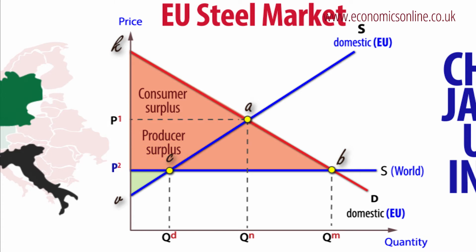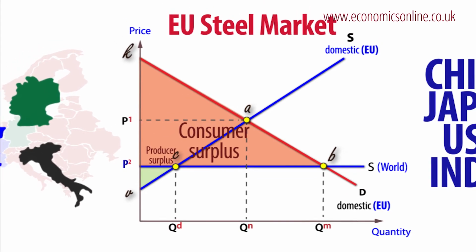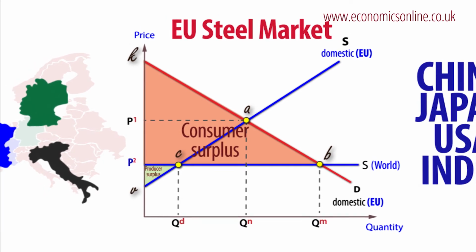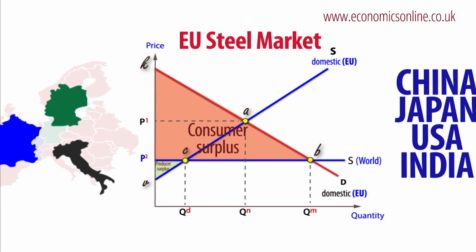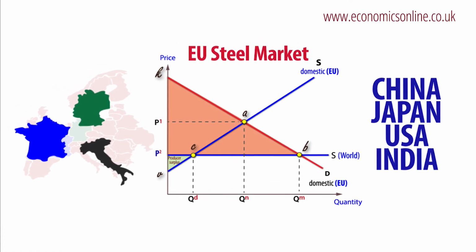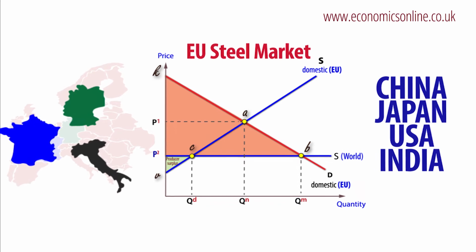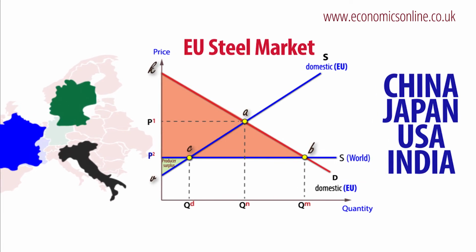However, while EU users of steel benefit, EU steel producers suffer at this lower price and their producer surplus falls from V, P1 and A to V, P2 and C. This means falling profits and potential job losses. Tariffs, also known as customs duties, are taxes on imports and designed to protect domestic producers. The effect is to vertically shift the world supply curve by the amount of the tariff.